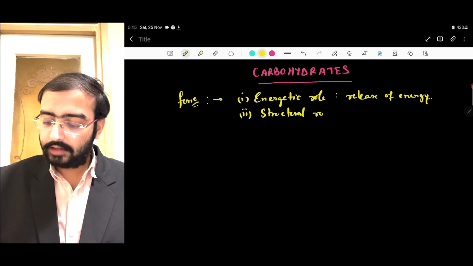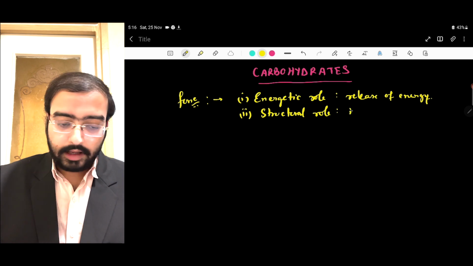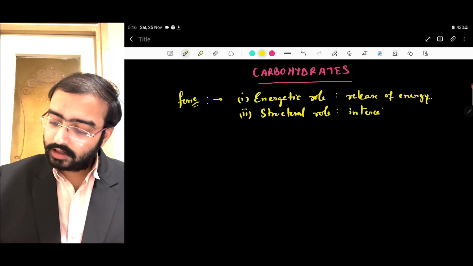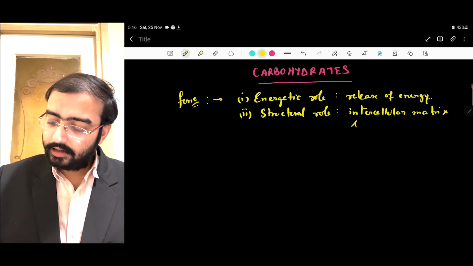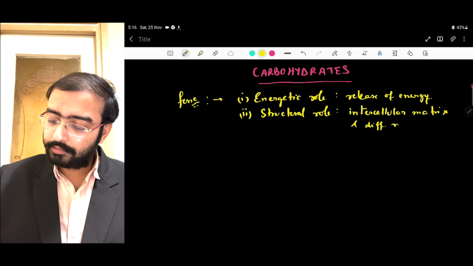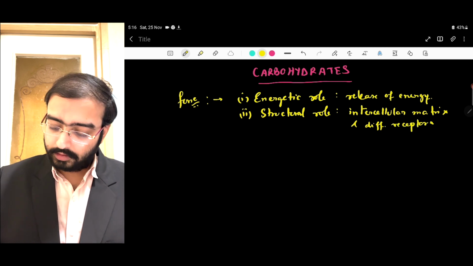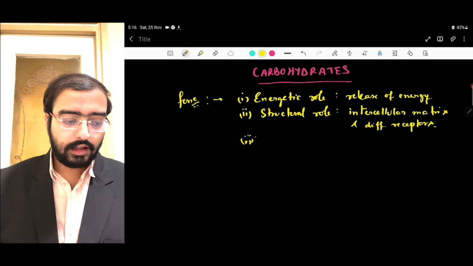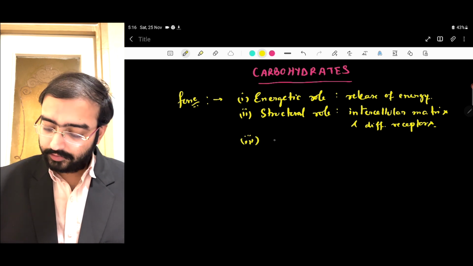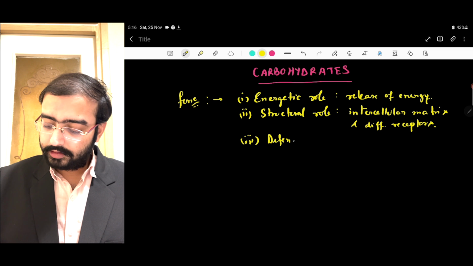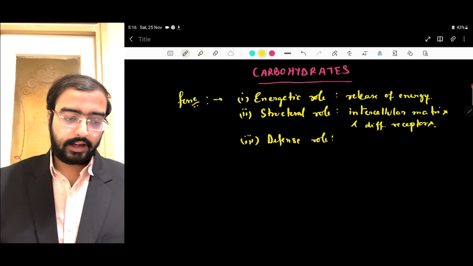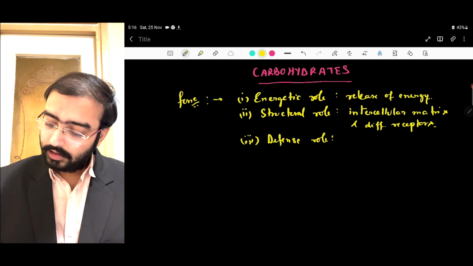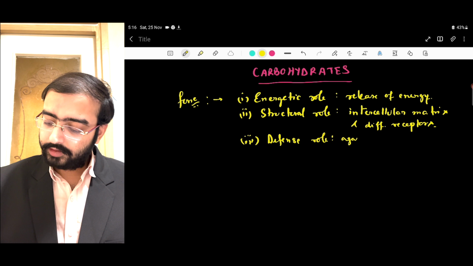Second is structural role, because carbohydrate forms a big part of the intercellular matrix and different receptors. Structural role. And thirdly is the defense role. Carbohydrate also gives a passive defense against infections.